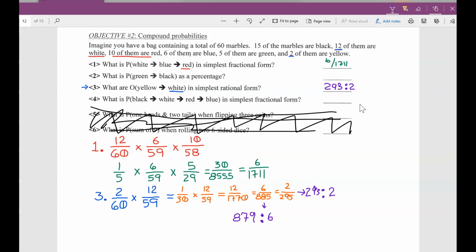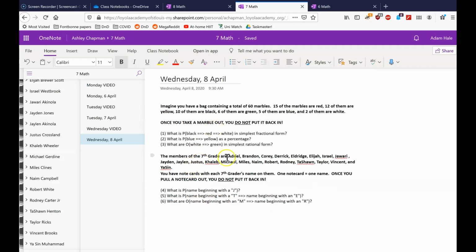All right, I hope that helps. There is a short 6-question assignment today, including a new scenario where, I'm going to pull it up for you. There are note cards in a bucket. Each note card has one name from the 7th grade on it. And once you pull out a note card, you do not put it back into the bucket. And I want you to figure out the probability and odds of pulling out certain names.